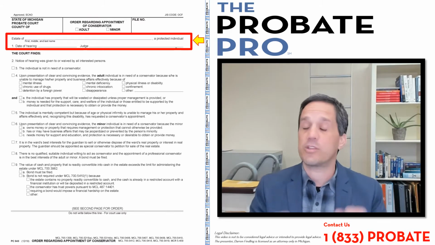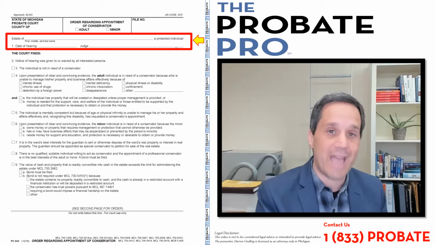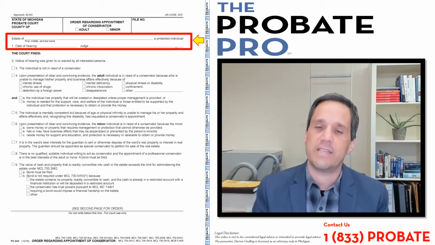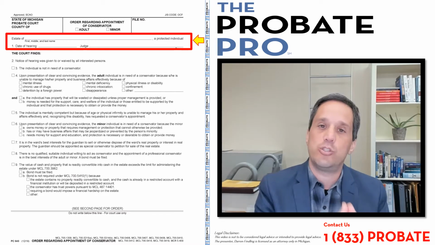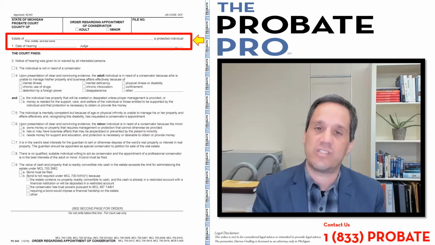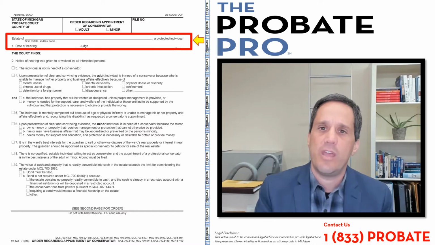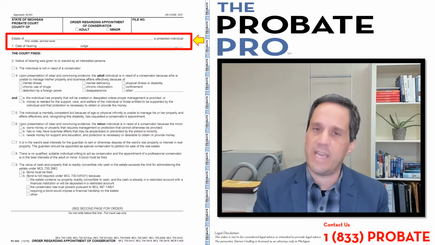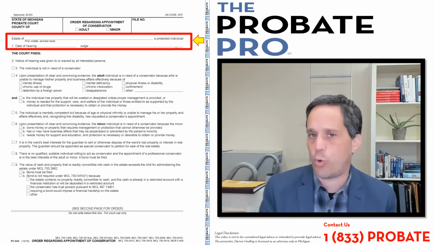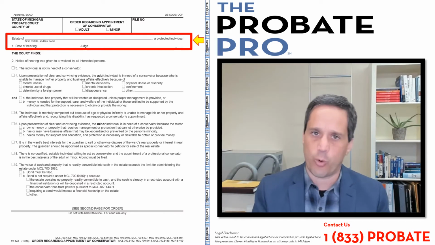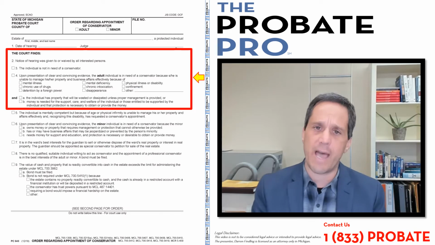And often people think the word estate means somebody has died, but in a conservatorship context, it is the term that is used for the file name. So the estate of John Doe, for example. They're a protected individual, the date of the hearing upon which the court has made the adjudication, and then of course the judge. The top part represents the findings of the court.